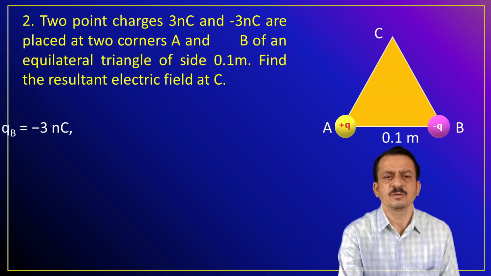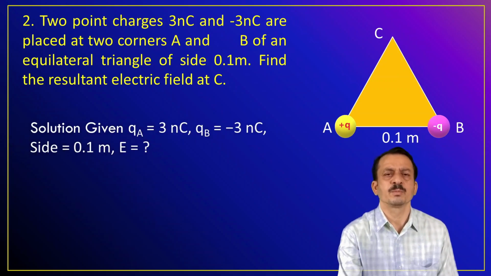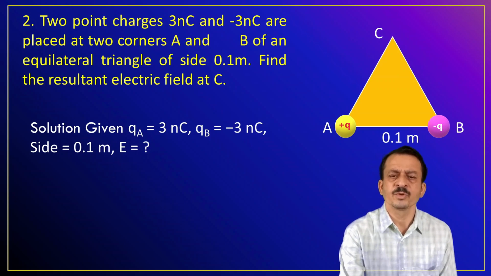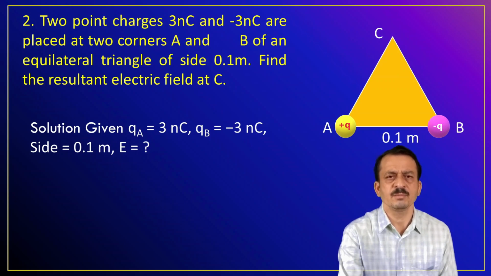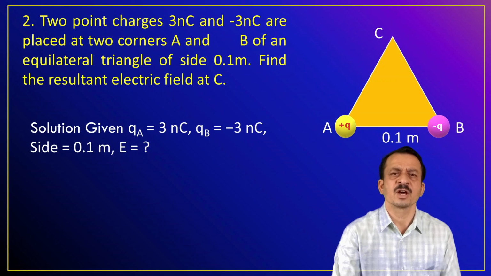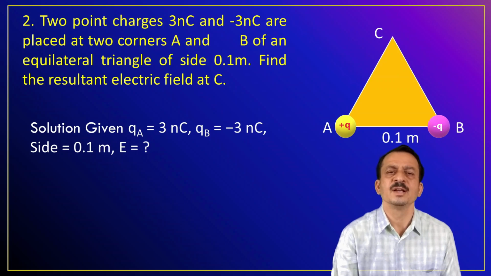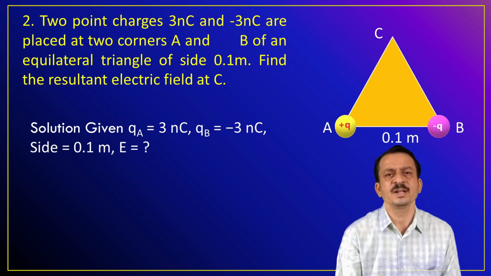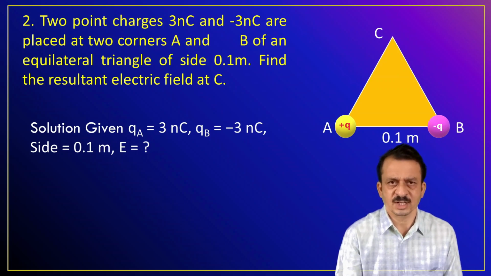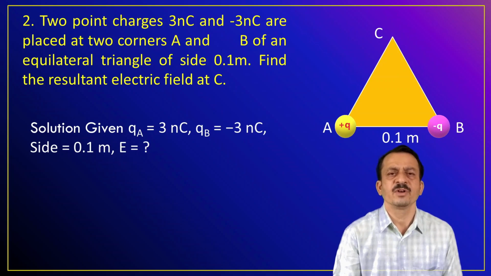Now what are the given things? Positive charge 3 nanocoulomb, negative charge minus 3 nanocoulomb. Separation distance is 0.1 meter. Once again, here we are going to calculate the resultant electric field at the point C. Here also we are going to find the electric field due to the individual charges, and we are going to apply the superposition principle to find the resultant.